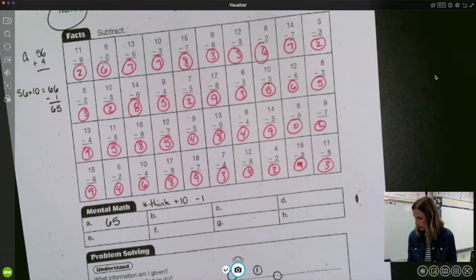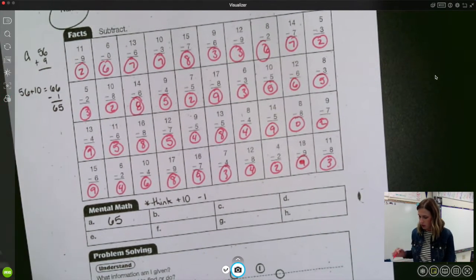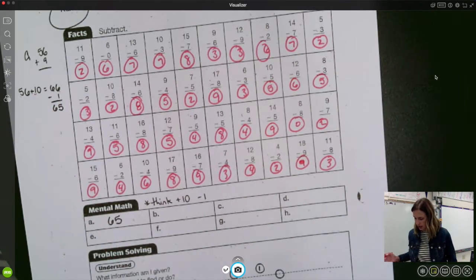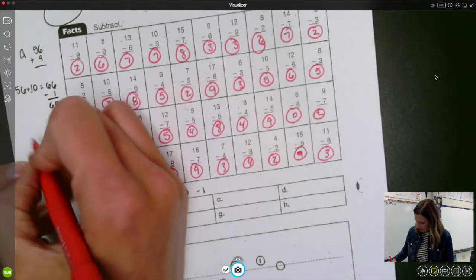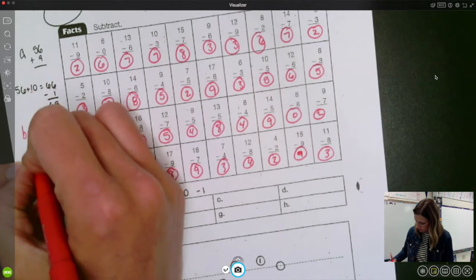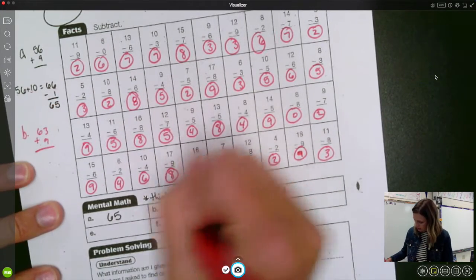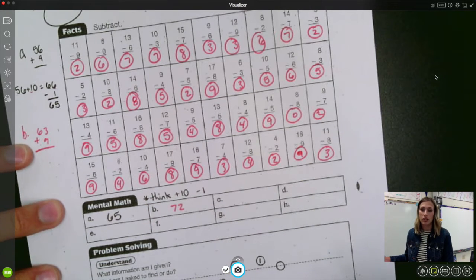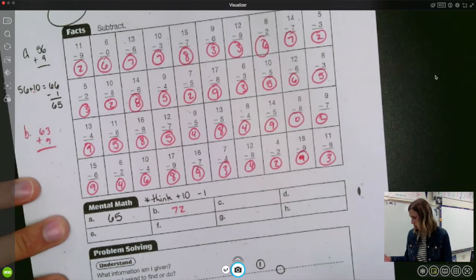Today, we're doing our plus 10 minus 1 strategy. So for A, 56 plus 9. 56 plus 10 is 66, minus 1 is 65. B, 63 plus 9. 63 plus 9 is 72. Plus 10 would be 73. Minus 1 brings us down to 72.